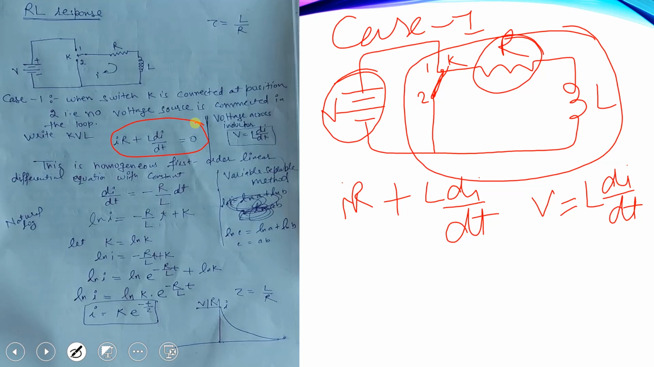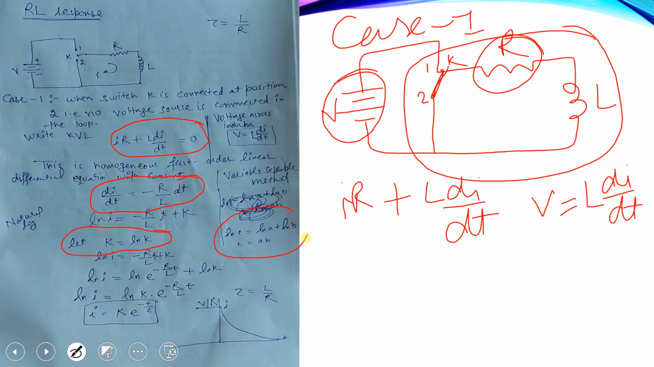So this is a homogeneous first order linear differential equation with constant coefficients. Apply the variable separable method. When we apply the variable separable method, the equation will become di upon i is equal to minus R upon L dt. Now apply the natural log on this equation. It will become natural log i is equal to minus R upon L t plus K. Let's consider K to be the natural log of k also.